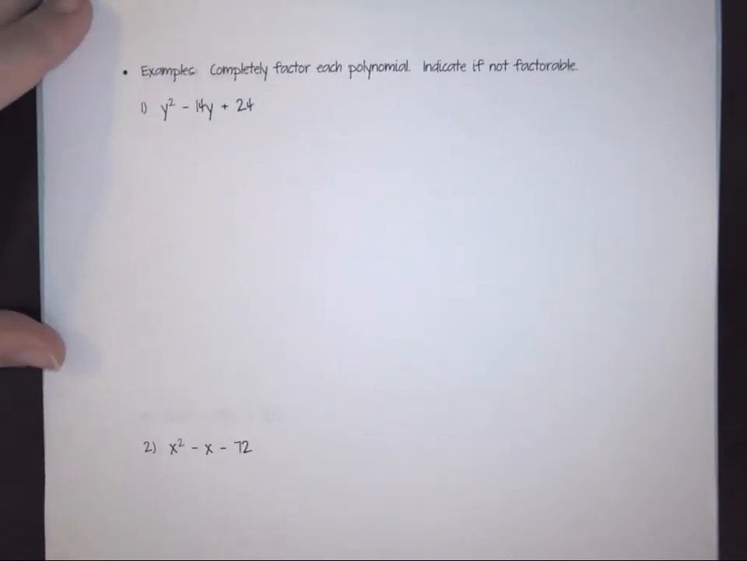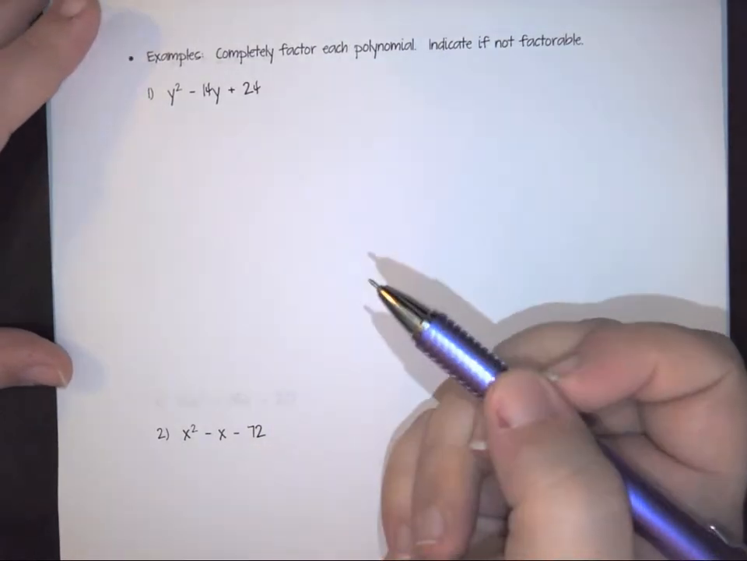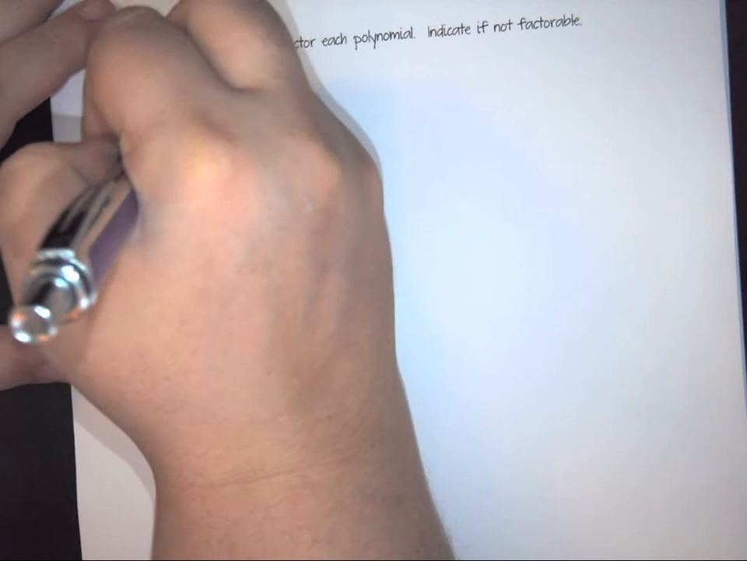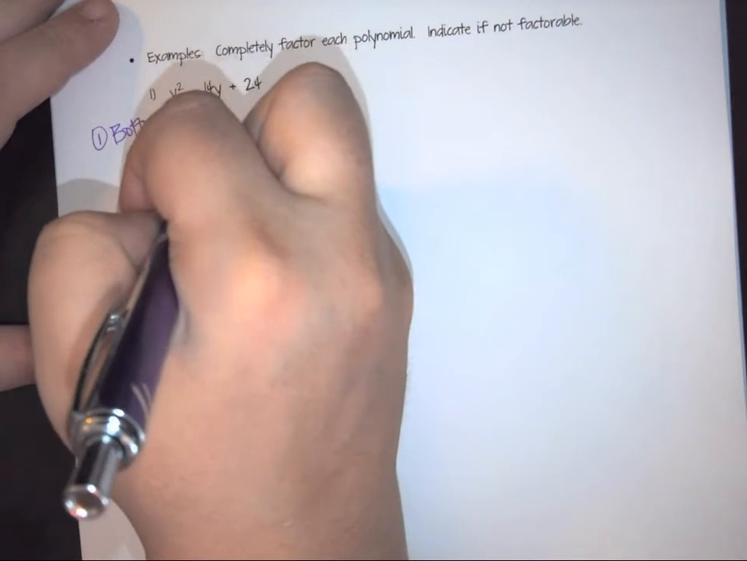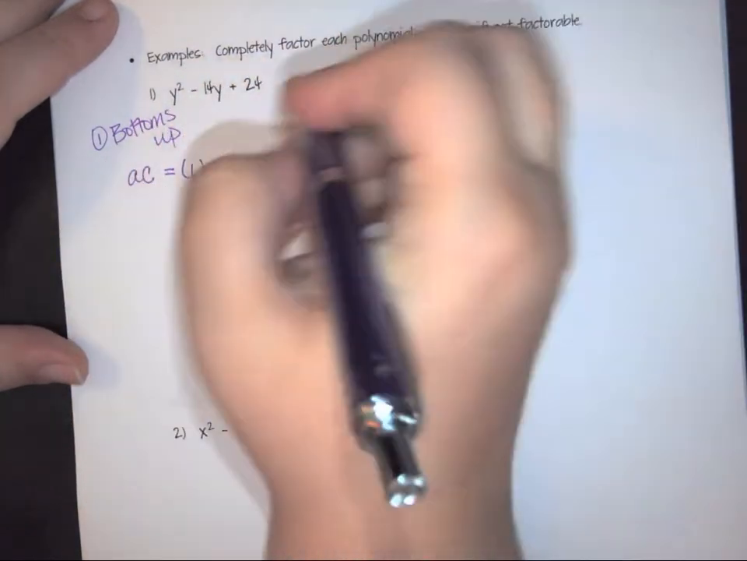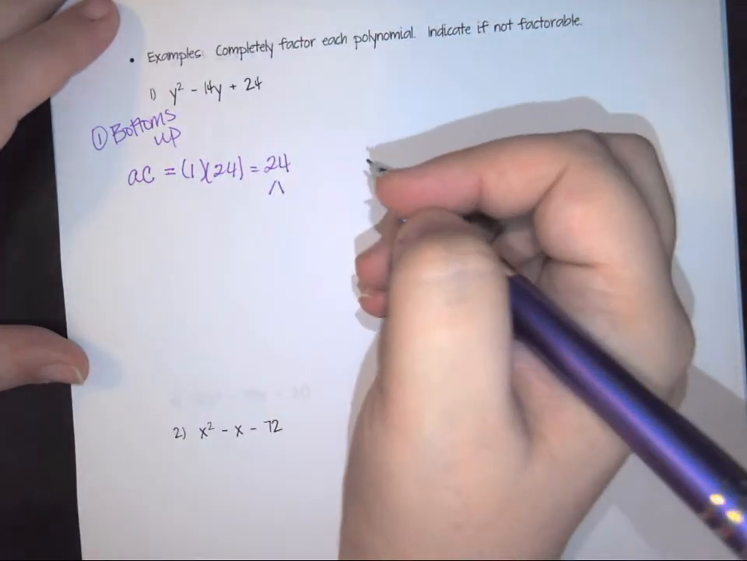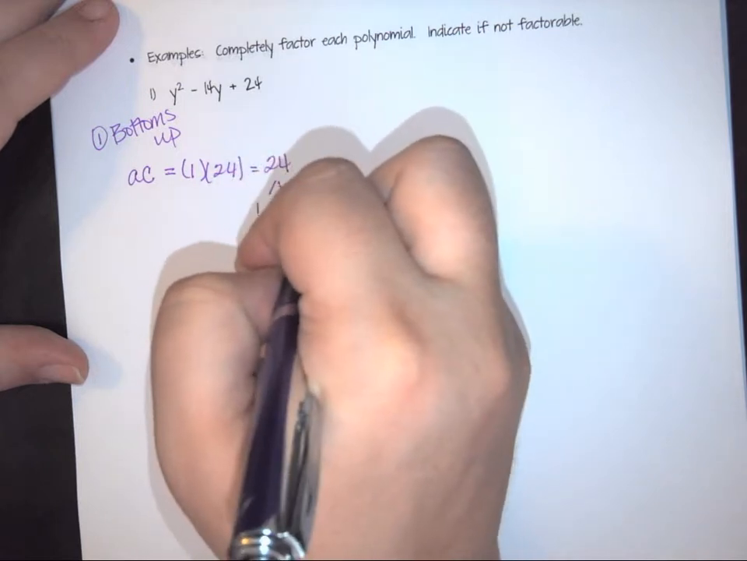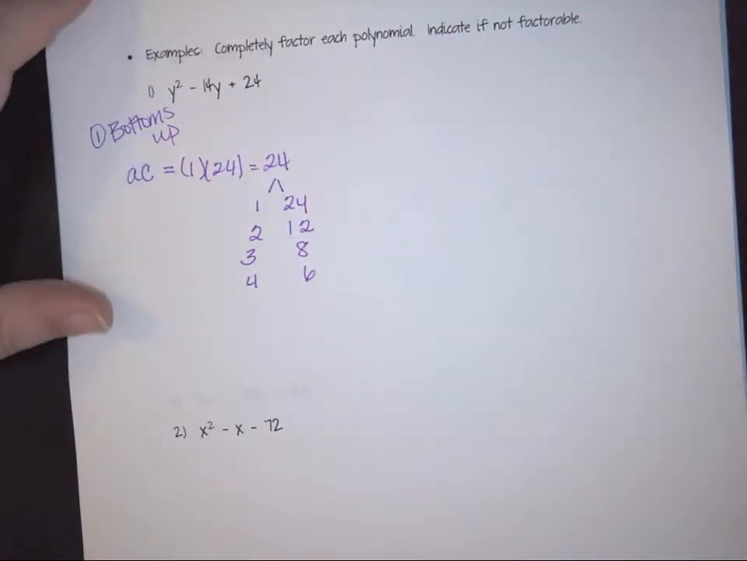So we have y squared minus 14y plus 24. The first thing that we can look at is we can look at it two ways. The first way is we could use that bottoms up method, which says I'm going to take a times c, so this is going to be 1 times 24, and when I do that multiplication I get 24. I then have to find all factors of 24. So I know that I have 1 and 24, I have 2 and 12, 3 and 8, 4 and 6.